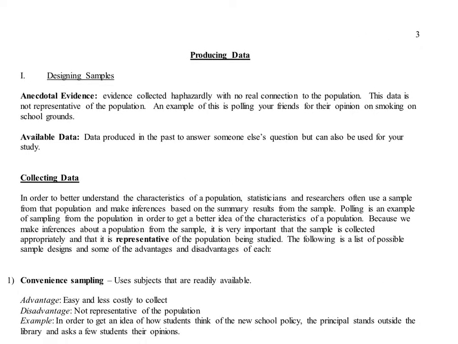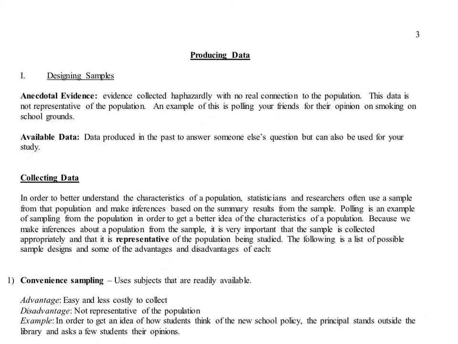Available data is kind of lumped in with anecdotal evidence in a sense that it kind of seems like it would not necessarily be a good thing, but oftentimes it's wonderful. So it's data produced in the past to answer someone else's question, but it can also be used for your own study. It's intentionally vague, and that's because there's a lot of ways that you could have available data. It's just what it sounds like. There is data that was collected. It's available. You can use it.